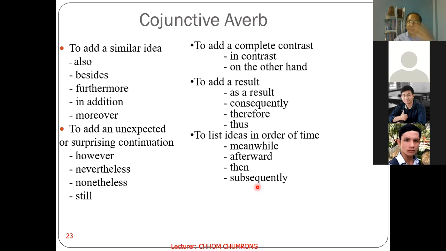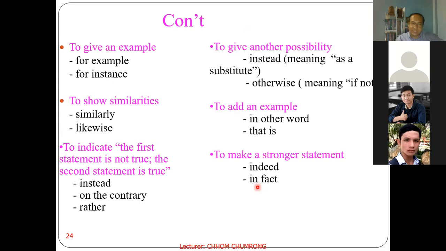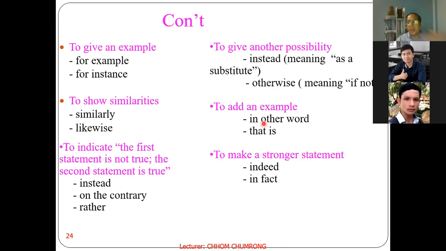Please try to read them more in your free time, everybody. For example, we can use for example, for instance. To show similarity, we can use similarly or likewise. To give contrast, we can use instead, on the other hand, or rather. To give a choice or possibility, we use otherwise. If you want to explain a word, you can use in other words, that is, that is to say, or sometimes just the shortcut i.e. Have you ever used that, anyone?